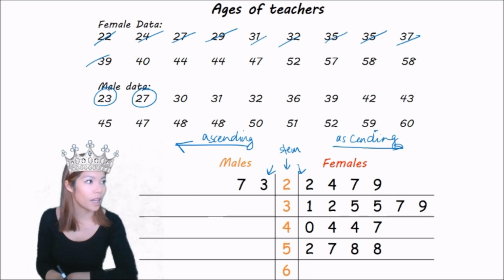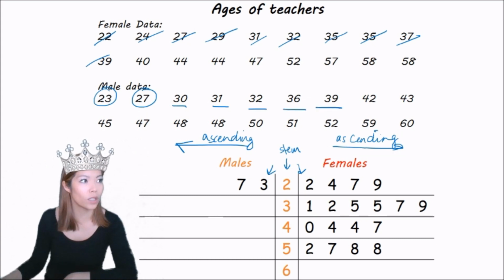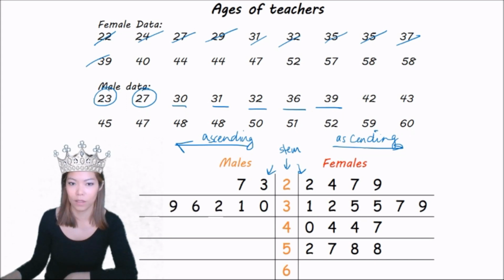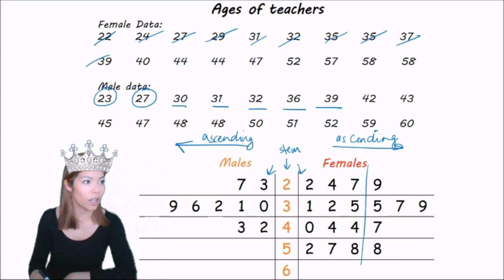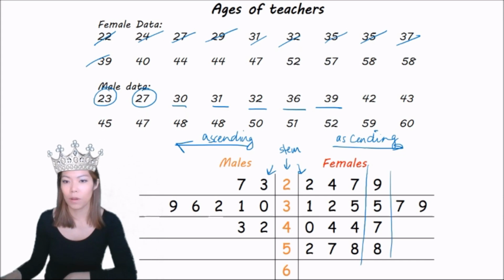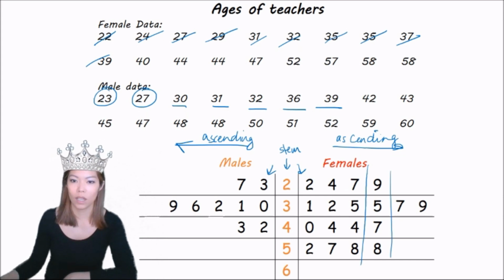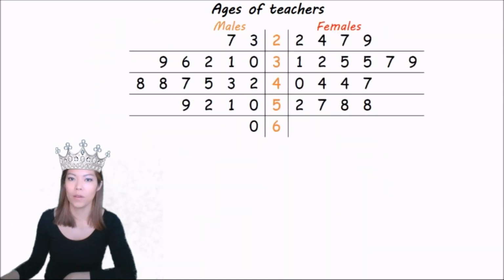So let's try that again, 30, 31, 32, 36, 39. So 0, 1, 2, 6, 9 from the stem outwards. And keep the numbers aligned, so one on top of each other. Don't put these lines in. Keep them aligned so that you can have a look and quickly see how many values there are in each section. So now that we have the back-to-back stem and leaf plot, let's try and do a frequency polygon.